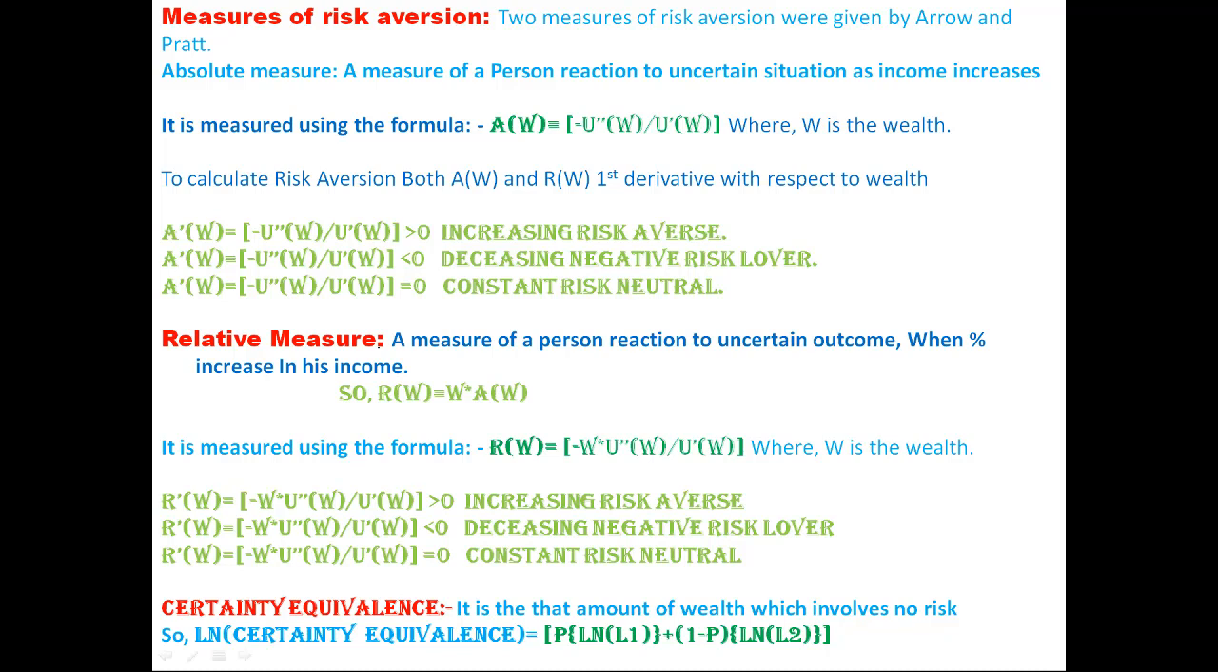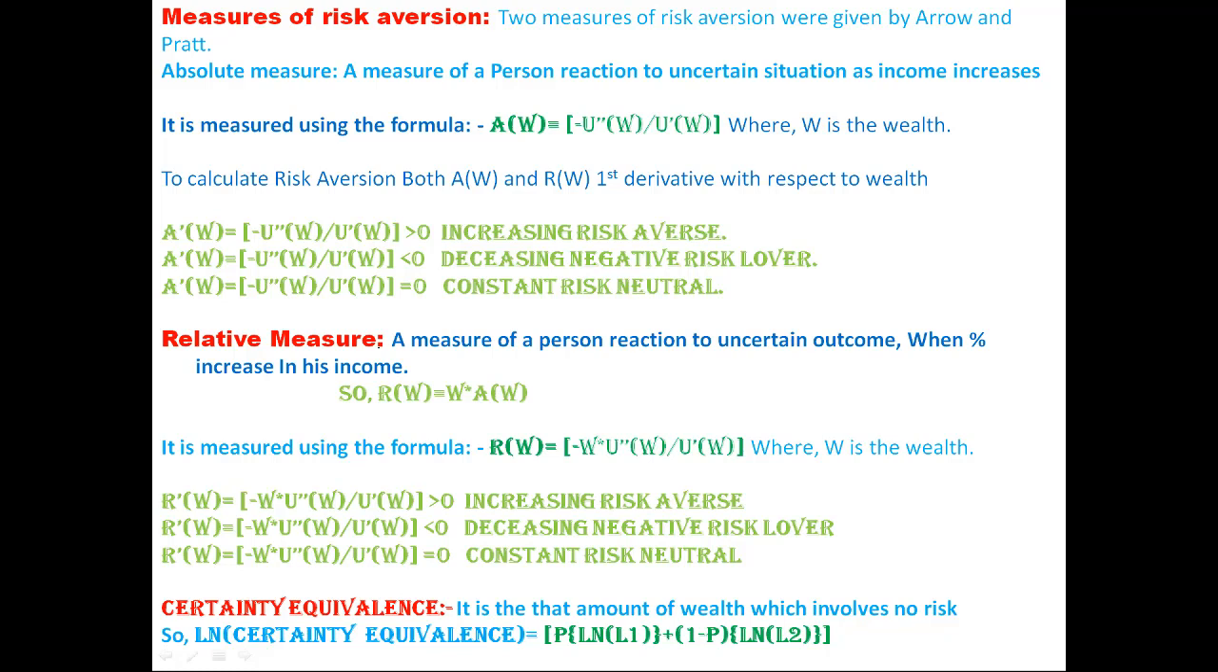As wealth increases, the proportion of holding risk asset is also the same. This is the constant risk aversion. If we multiply absolute risk aversion with wealth, what we get is the relative risk aversion. It is the percentage measurement in his income.